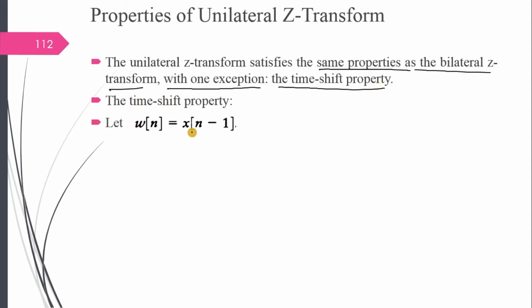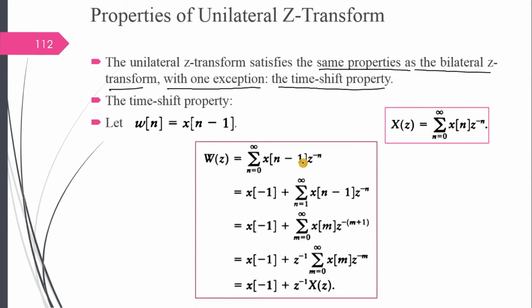Let w of n be equal to x of n minus 1. Let us assume this. Now in the standard definition, X of z is equal to summation n equal to 0 to infinity x of n z raised to minus n. So this x of n minus 1, I'll take it inside here. Here I substitute n equal to 0 first. What happens? We get x of minus 1 z raised to 0. z raised to 0 is 1. So x of minus 1 comes over here, plus summation from n equal to 1 till infinity.